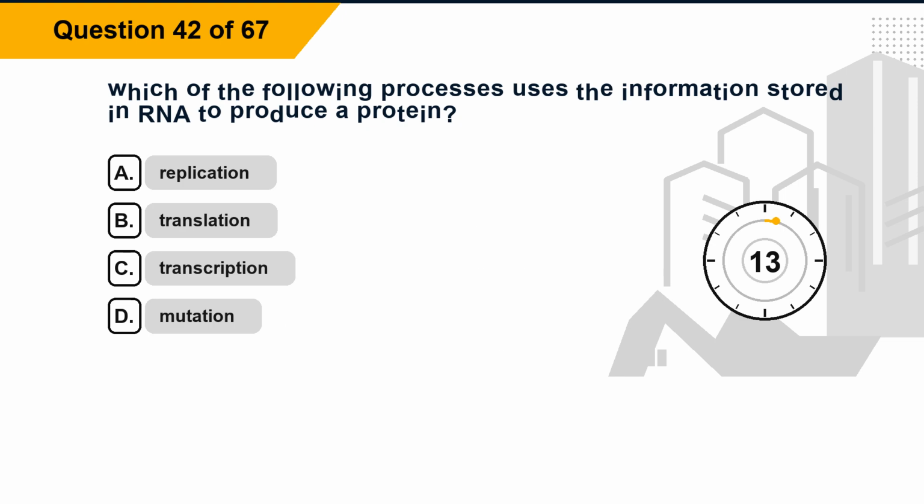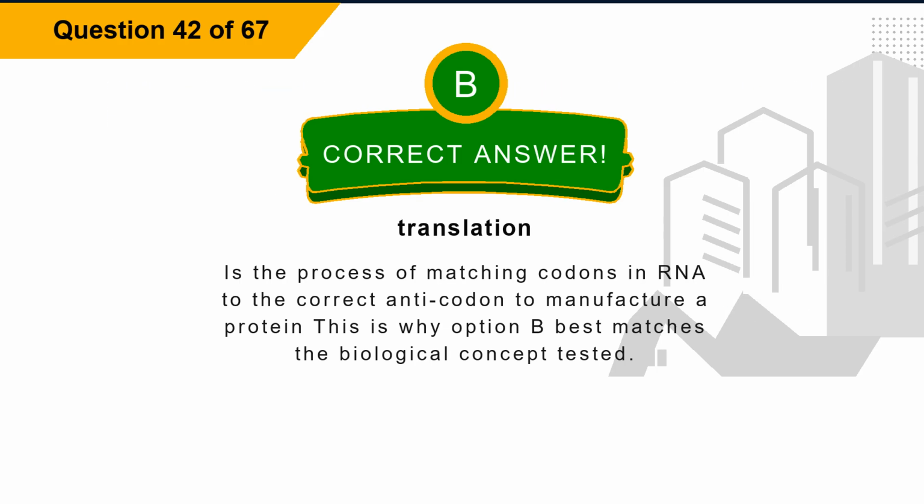Question 42. Which of the following processes uses the information stored in RNA to produce a protein? Option A, replication. Option B, translation. Option C, transcription. Option D, mutation. The correct answer is option B, translation. Explanation: translation is the process of matching codons in RNA to the correct anticodon to manufacture a protein. This is why option B best matches the biological concept tested.